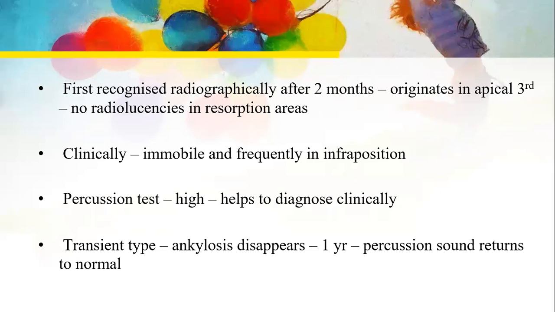On a percussion test, you will find a higher metallic tone. A high tone will be there when you percuss. And in a transient type of case, the ankylosis disappears. When you keep a proper follow-up, after a year you will see that the ankylosis will disappear. Here, the percussion sound returns to normal in such conditions.